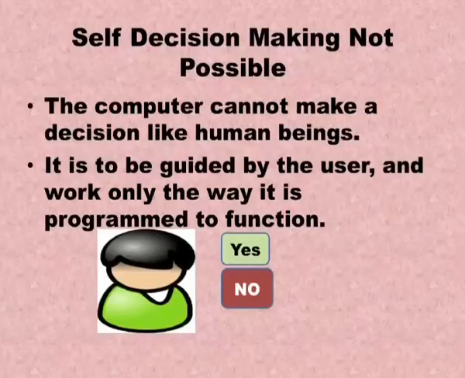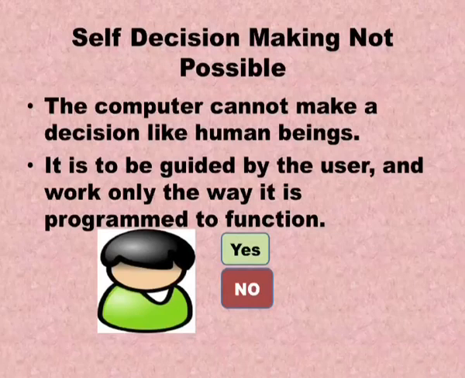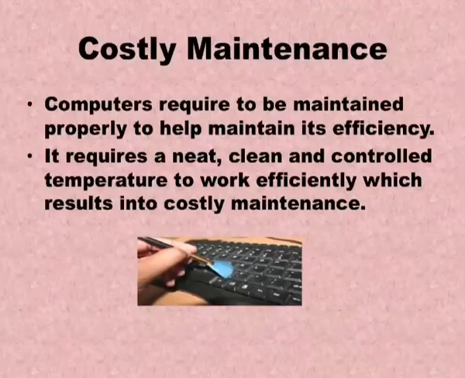Third is self decision making not possible. The computer cannot make a decision like human beings. It is to be guided by the user and works only the way it is programmed to function. Next is costly maintenance. Computers require to be maintained properly to help maintain their efficiency. It requires a neat, clean and controlled temperature to work efficiently, which results in costly maintenance.